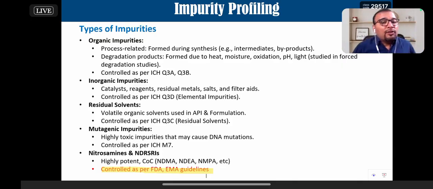Awesome. So far we talked about the different types of impurities. We talked about peak purity. We talked about forced degradation study and what the objectives of forced degradation study are.